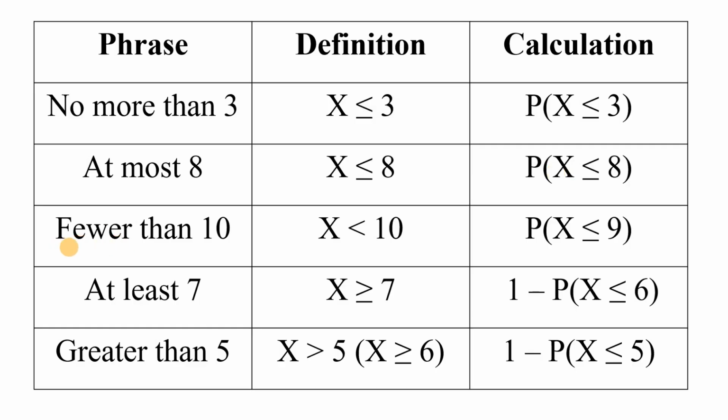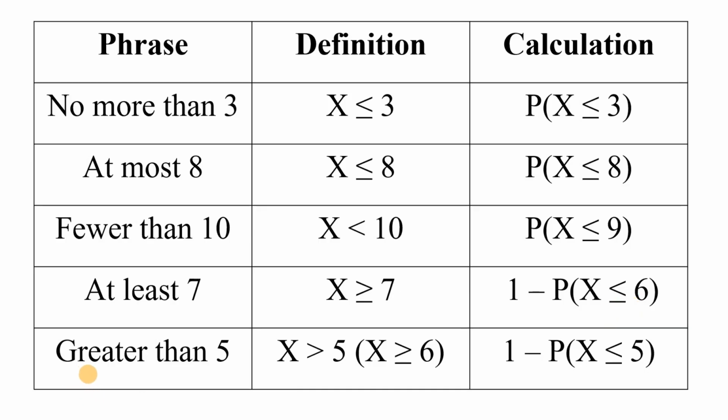If an exam question says fewer than 10, this means x is less than 10 but it's not equal to it. And as we've already talked about in this video, to put this probability into our calculator, we would need to do the probability that x is less than or equal to 9. If an exam question says at least 7, this means x is bigger than or equal to 7, and as we've already talked about, to get this probability into our ClassWiz calculator, we would need to do 1 minus the probability that x is less than or equal to 6.